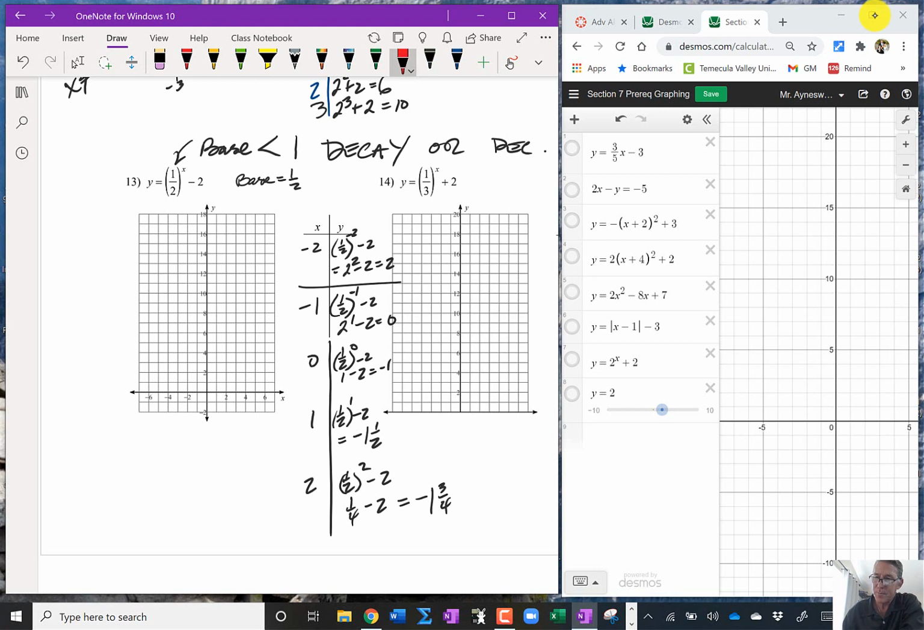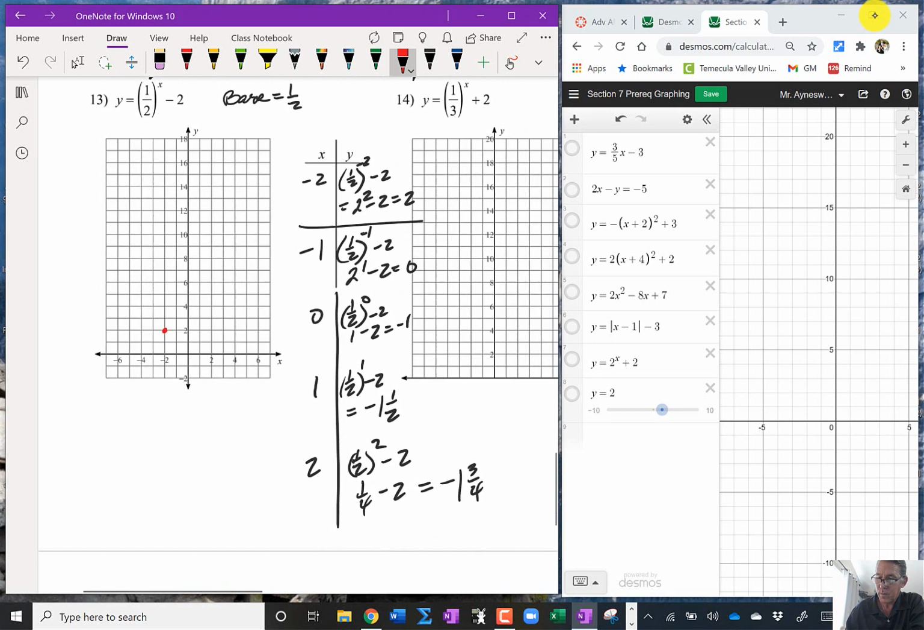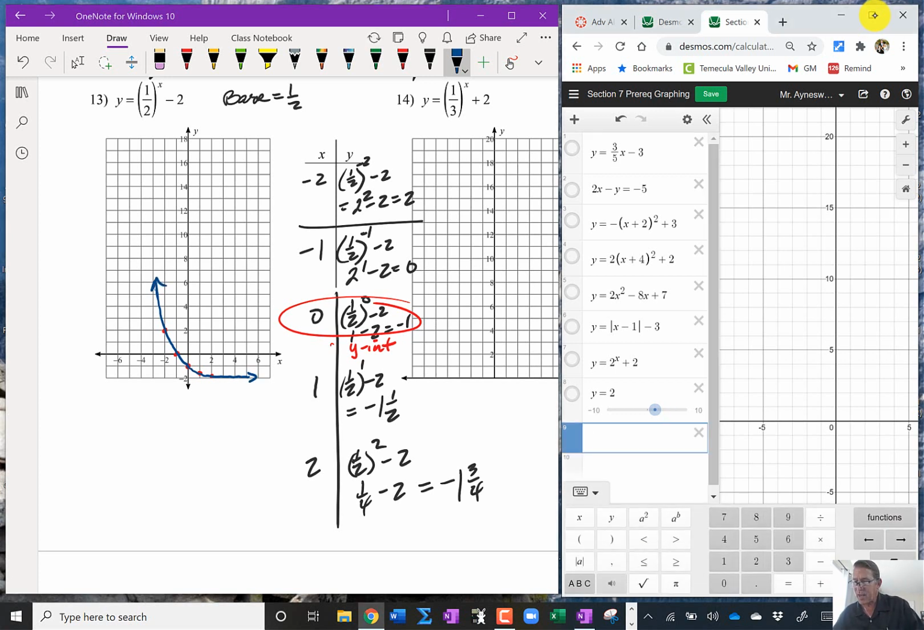And you want to graph these. So you graph -2, 2. And then you graph -1, 0. And then you graph 0, -1. There's your y-intercept right here. And then 1, right 1, down 1.5, and then right 2, down 1 3/4. And so your curve is a decreasing curve, a decay curve, and it's going down and not up because the base is less than 1.